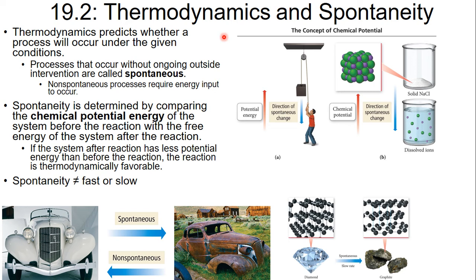So we're going to be talking a lot about the term spontaneous. And a spontaneous process occurs without outside intervention. So, for example, the weight lifting off the ground is non-spontaneous because I have to put energy into it. But if I let this weight go, it will drop to the ground. That's spontaneous. A car will rust without outside interference, spontaneous. But it will not unrust, non-spontaneous.